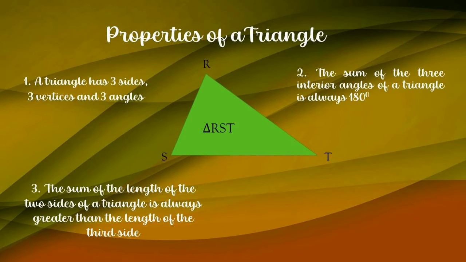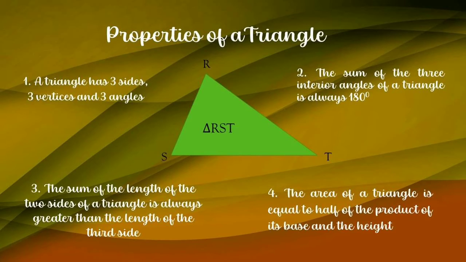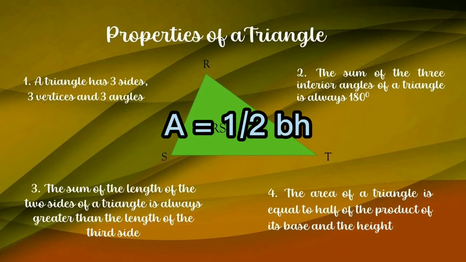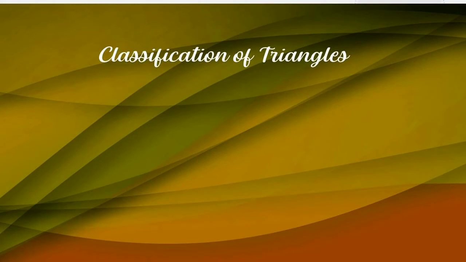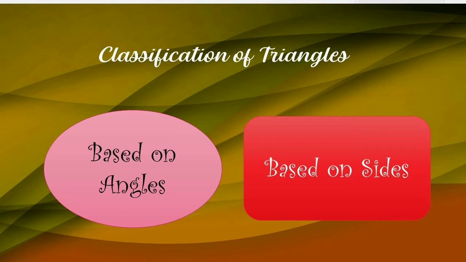Next, the sum of the lengths of two sides of a triangle is always greater than the length of the third side. And the last one, the area of a triangle is equal to half of the product of the base and the height. Now let's move on to classification of triangles based on angles and based on sides.